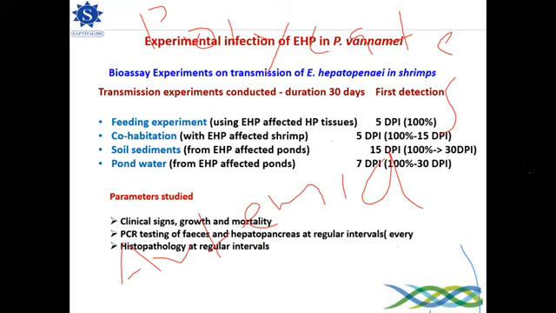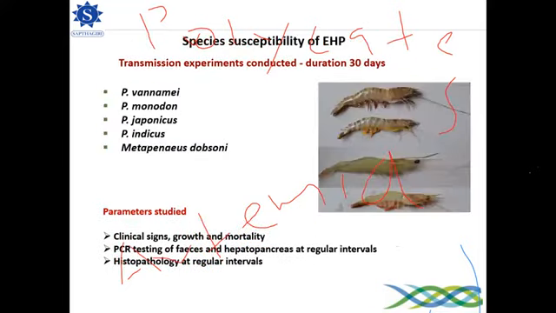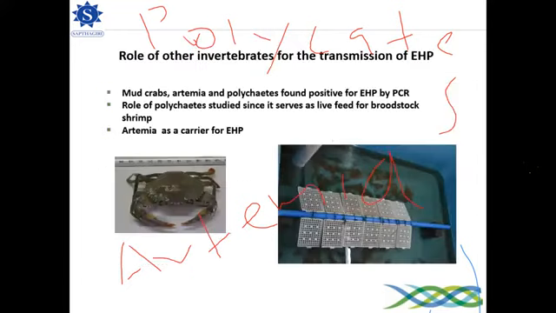The same way, there are other reports of EHP infection in penaeid species. That means P. vannamei, Monodon, Japonicus, Indicus, Merguiensis, Dobsoni, all are susceptible to EHP. And there are some reports that mud crabs, Artemia, and polychaetes are positive for EHP, but we still have to find out whether they are a host or a carrier. Being a crustacean, the mud crab may be a host of EHP infection, but there is no conclusive evidence.